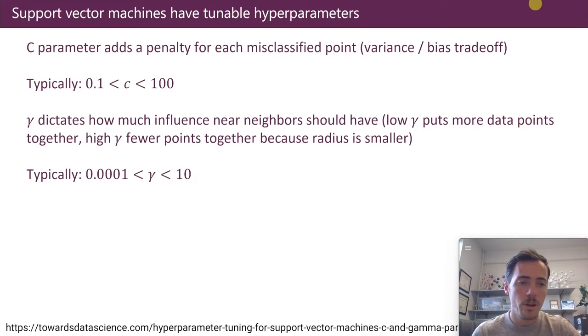In essence, what are your tunable parameters? Well, you have the C parameter, which adds a penalty for each misclassified point. So this is how you're going to trade off between variance and bias. And this is typically values between 0.1 and 100. So you would search that space when you're tuning it. Then you've got this gamma value, and that dictates how much influence near neighbors should have. So a low gamma is going to put more data points together. A high gamma will put fewer points together because the radius becomes smaller. And this is typically between those values.